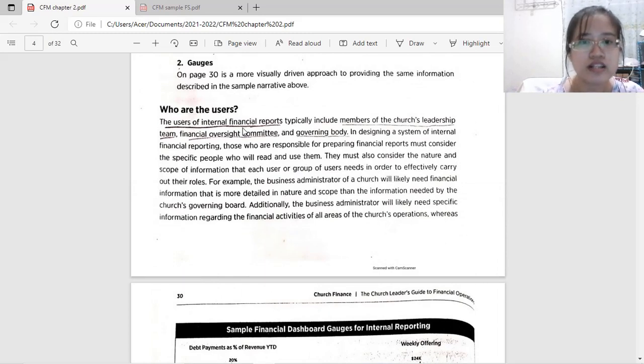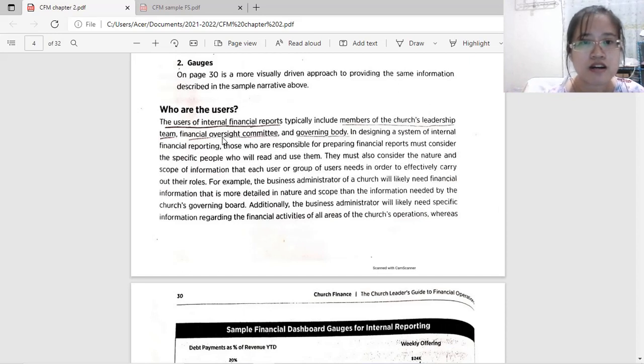So for internal financial reports, it would include the management or church leadership or the pastor and the Board of Trustees. And then for the Board of Trustees, you have the President, Vice President, Secretary, Treasurer, and the Auditor. Okay, and then other times there would be extra members in the Board of Trustees, but the minimum is 5 members or 5 officers.